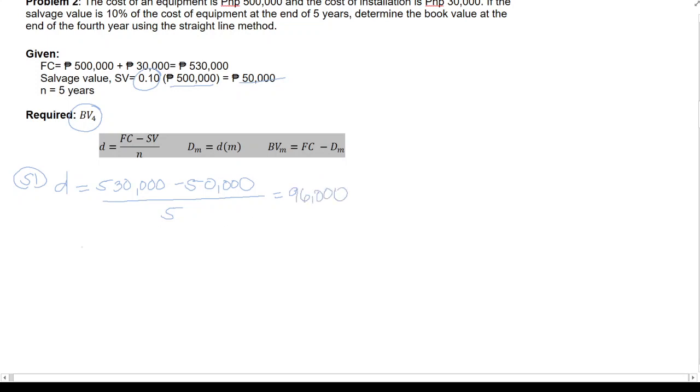So the book value, the requirement at the fourth year, is the first cost, 530,000, minus the depreciation at the fourth period, 96,000 multiplied by 4. So our book value at the end of the fourth year is equal to 146,000.